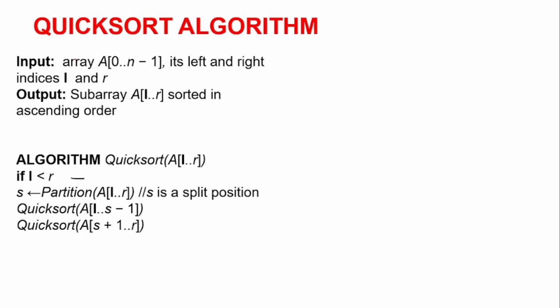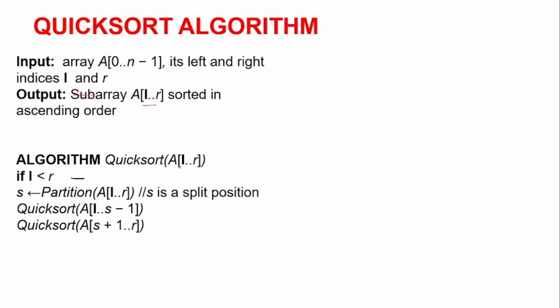Now the quicksort algorithm. As input, you are giving array A of 0 to n minus 1, left index L and right index R. As output, it will give the subarray A of L, R sorted in ascending order. This is quicksort. Algorithm Quicksort A, L, R.